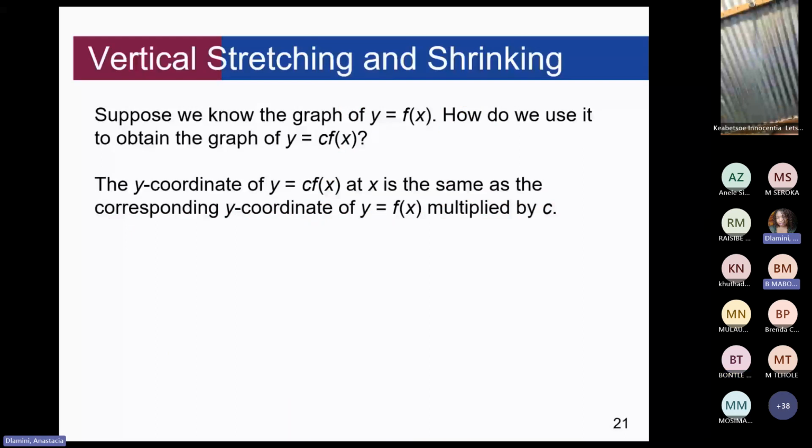Suppose we know the graph of y equals f of x. How do we use it to obtain the graph of y equals c times f of x? The y coordinate of y equals c times f of x at x is the same as the corresponding y coordinate of the function, but multiplied by c. Are we all together, guys?